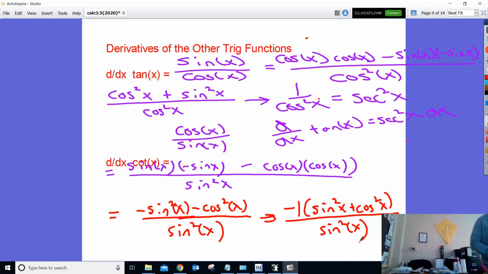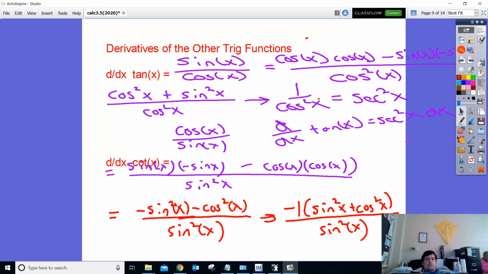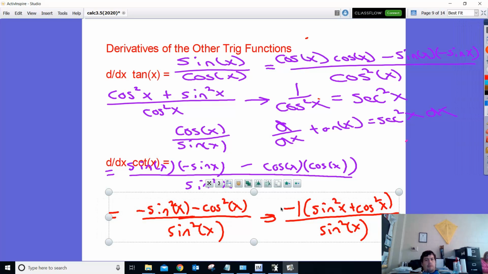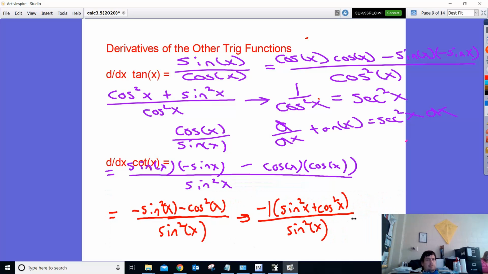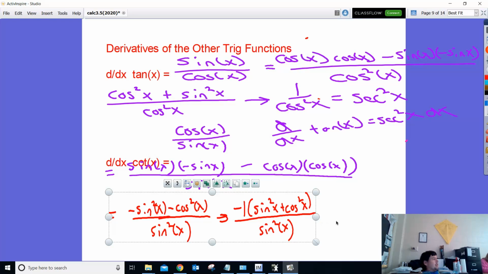Elizabeth, what's sine squared plus cosine squared? Tanner, what's sine squared plus cosine squared? 1. It's 1 all day long. So we have a negative 1 times a 1 up top, which is just negative 1, and it's sitting over sine squared.